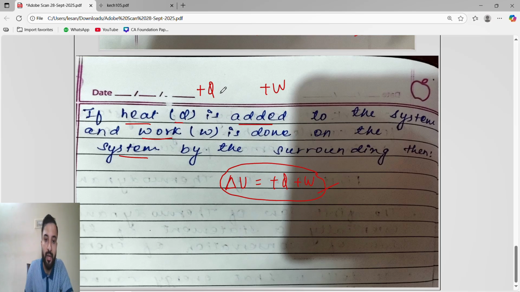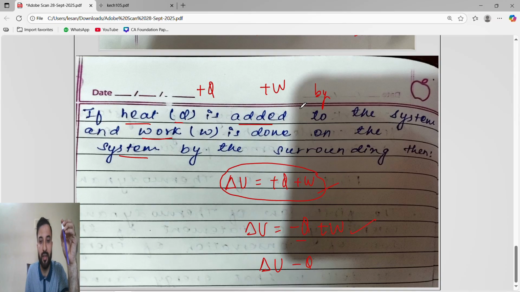Suppose they say heat is done by the system and work is done on the system, then what is the change in internal energy? Heat released from the system is minus q, and work done on the system is plus w.